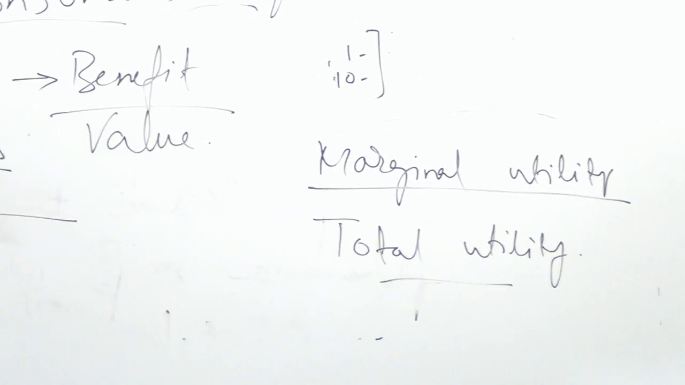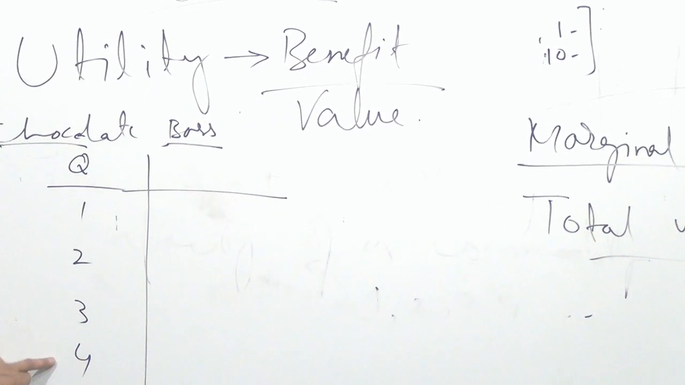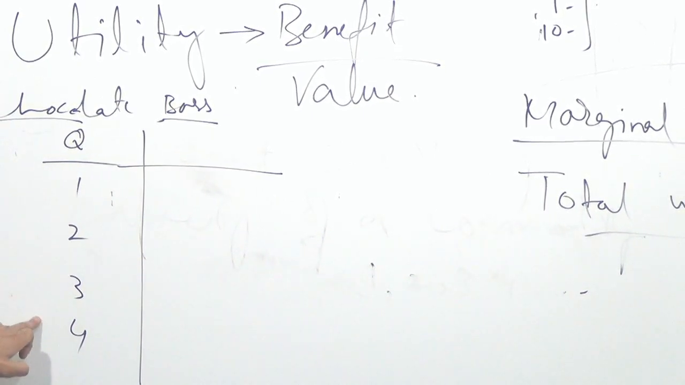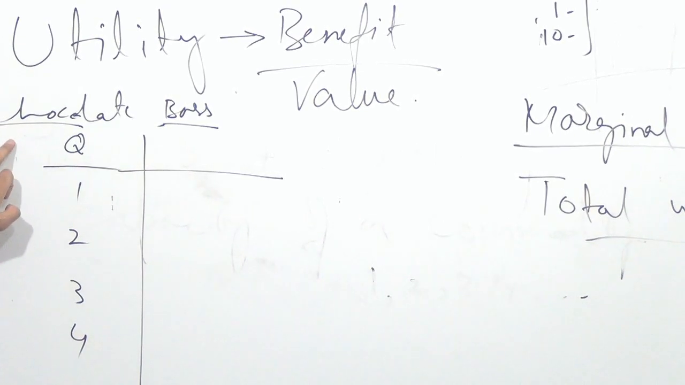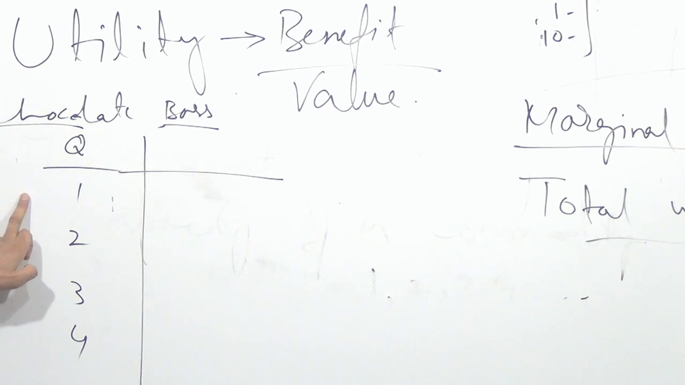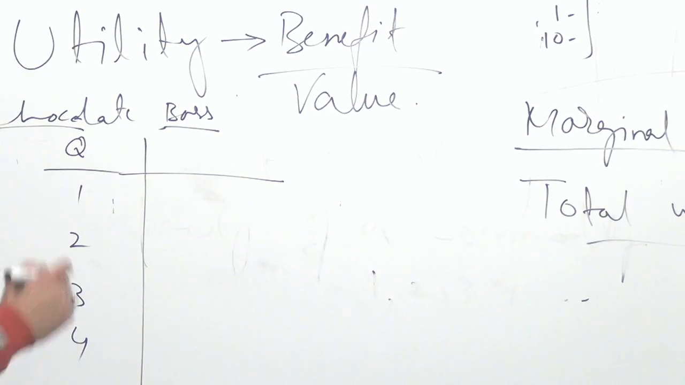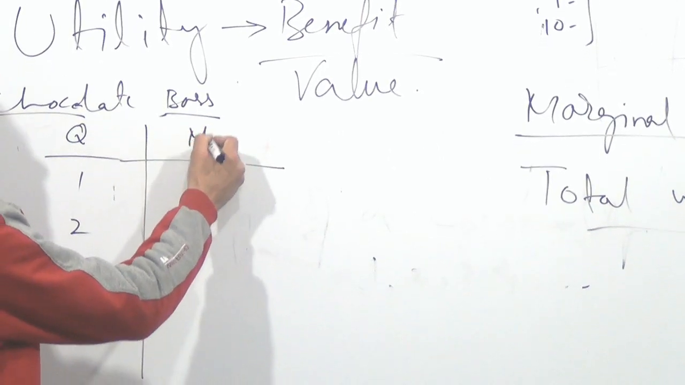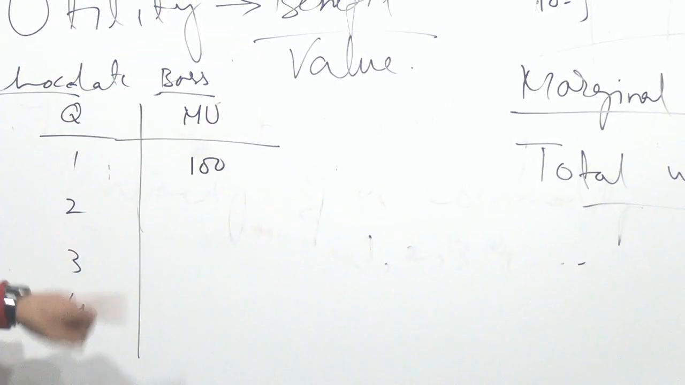So here I am going to start with the concept now. Quantity, I have taken 1, 2, 3, 4. These are the units of any commodity I am going to consume. Being a consumer, I am going to consume, and I have named it chocolate bars. When I consume the first chocolate bar, it is going to impart me some utility. Suppose it imparts 100 units of utility. I'll call it marginal utility, because I am evaluating it in units.